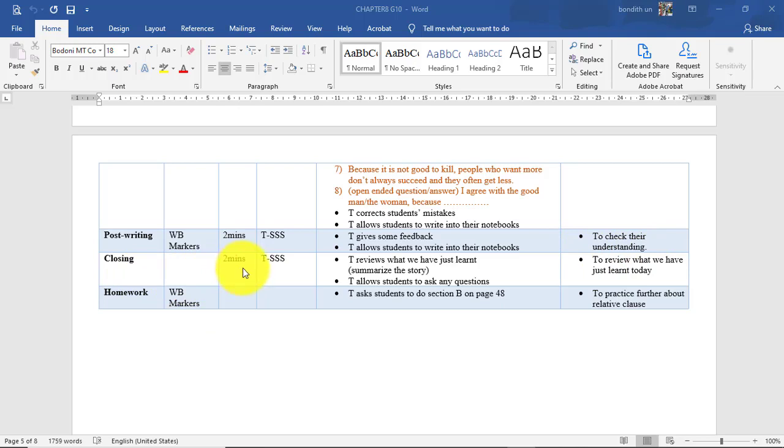About the closing, I spend 2 minutes. I review what we have just learned, and I summarize the story again, or ask one student to summarize the story. I allow students to ask any questions about the grammar, the vocabulary, or anything else they didn't understand. The purpose is to review what we have learned today. For homework, I ask students to do section B on page 48. The purpose is to practice further on relative clauses.